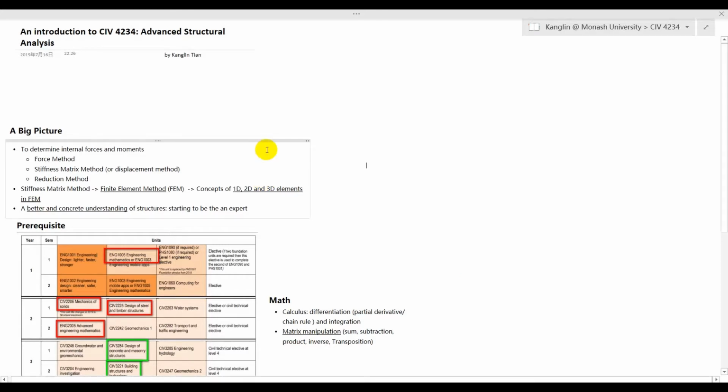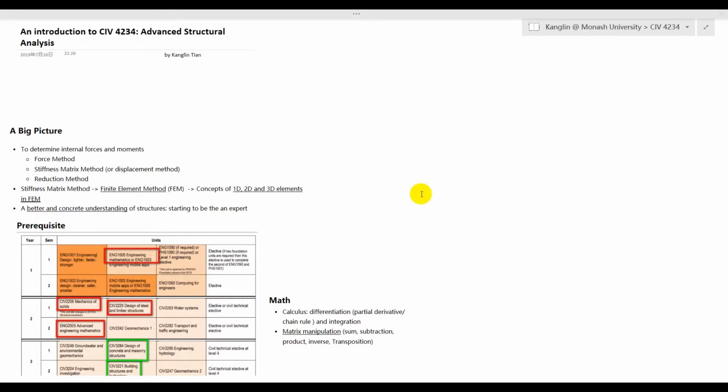To determine the internal forces and moments, there are generally three methods. There are the force method, the displacement method, which in this course is also called the stiffness matrix method, and then the reduction method. In this course, you're going to be introduced to this matrix method, and as an extension, you'll be learning the finite element method. To apply the FEM, you will have to get familiar with the concepts of 1D, 2D, and 3D elements in FEM. By the end of this course, you are expected to gain a better and more concrete understanding of structures, and I guess this is a very good starting point to become an expert.